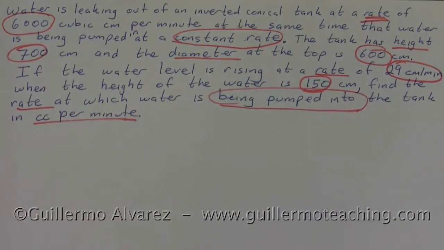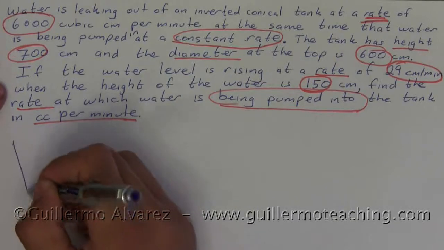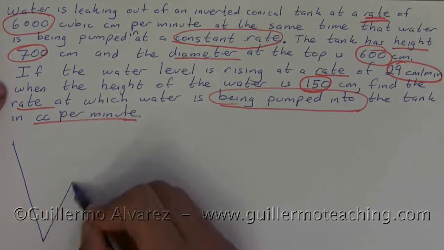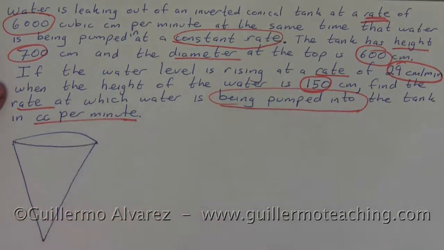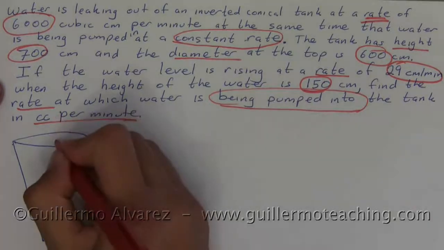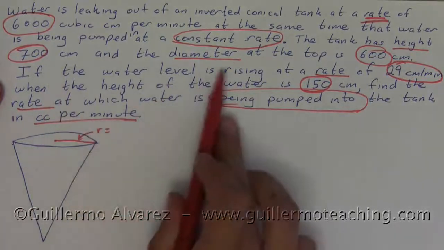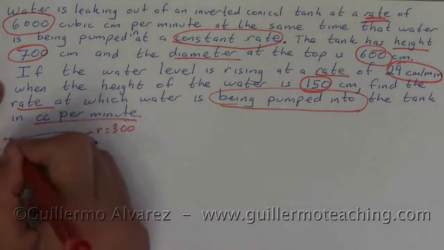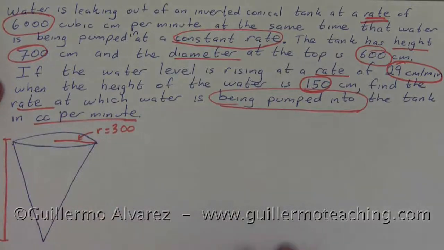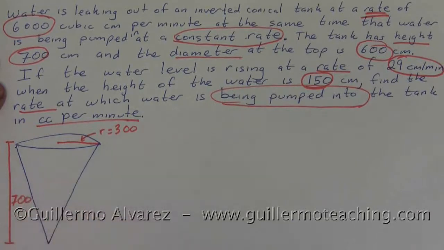Okay, so that's a lot of information. Let's draw a picture first to try to see what's going on. We have a conical tank, and this conical tank has a constant radius. The diameter is 600 centimeters, so that means the radius is 300 centimeters. And the height of this cone is also fixed. It's going to be 700 centimeters.